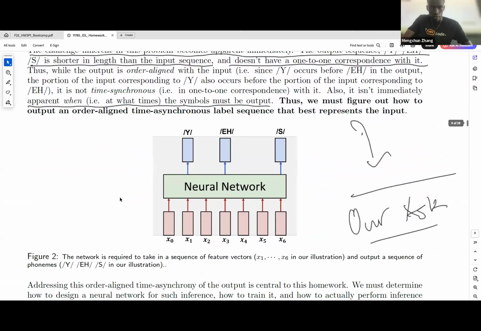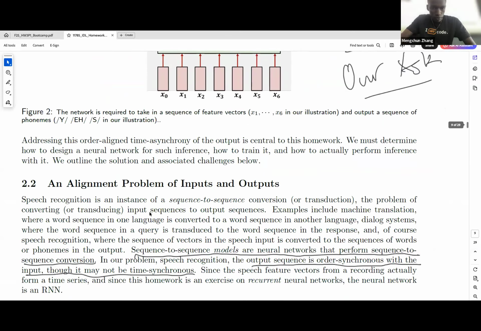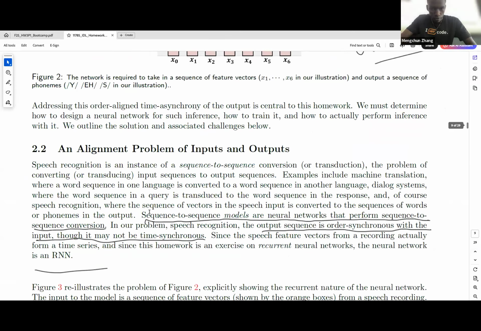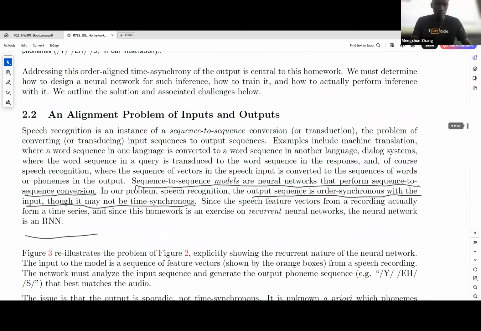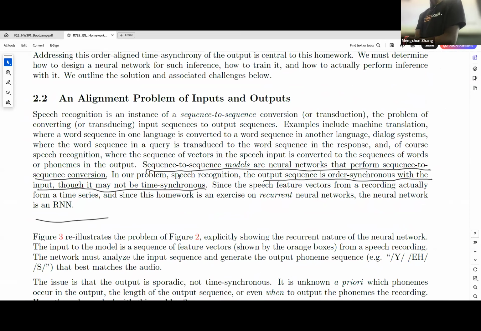So what are we asking you in this particular homework? Find out where the frame starts, find out where the frame ends, in a high-level sense. So that's what we mean by an alignment problem. What I've been explaining is what we mean in the write-up as an alignment problem.